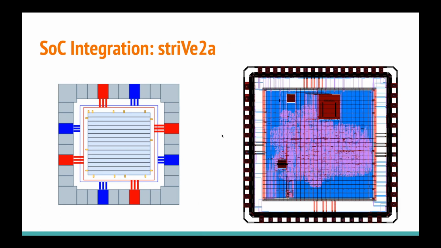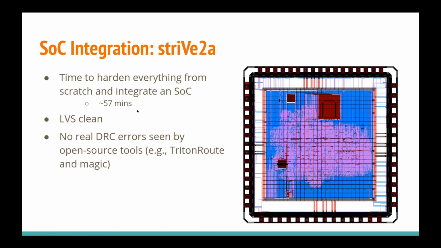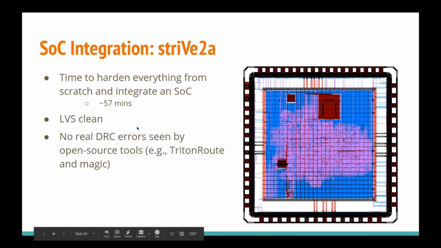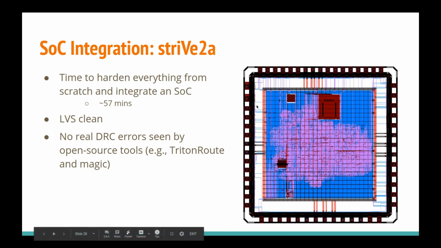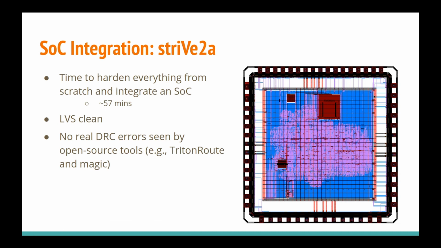So here is a more realistic version of this figure. This is Strive 2A, a fully automated member of the Strive family. As you can see, most of the signal routes are mostly straight lines, and it's pre-hooked up to power. And in fact, the time to harden everything from scratch and assemble this chip is around 57 minutes. Most of it is taken to harden the individual macros that you see here and the core macro. And the chip assembly itself, in fact, takes around 5 to 10 minutes.